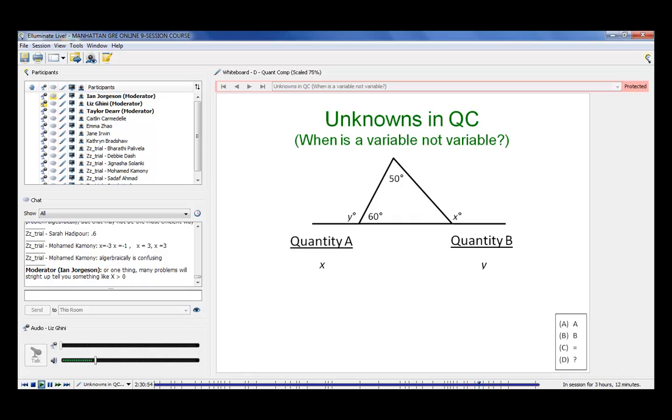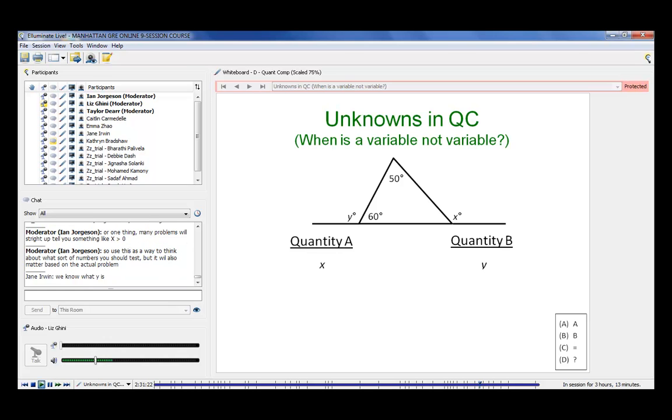Now, there's another situation where you have variables. But why is this different? Why can't I just test numbers for x and y? Anybody see it? This is a very different situation. I'm given these, and I can't test. Anybody know why I can't test values? Anybody recognize this problem? What does y have to be equal to? Anybody know? What is y? Yeah, we know what y is. Exactly, Jane. We can solve for it. All right? We can solve for it.